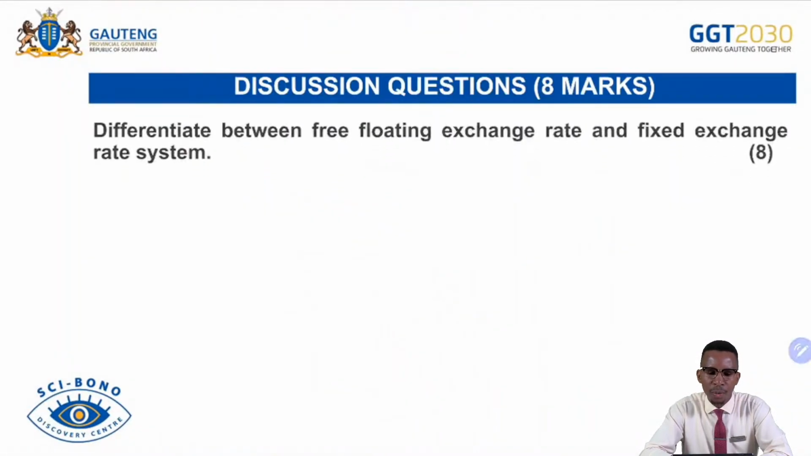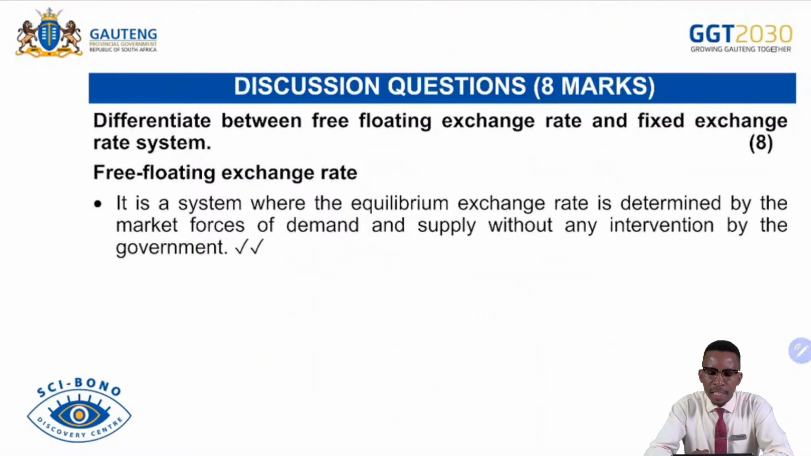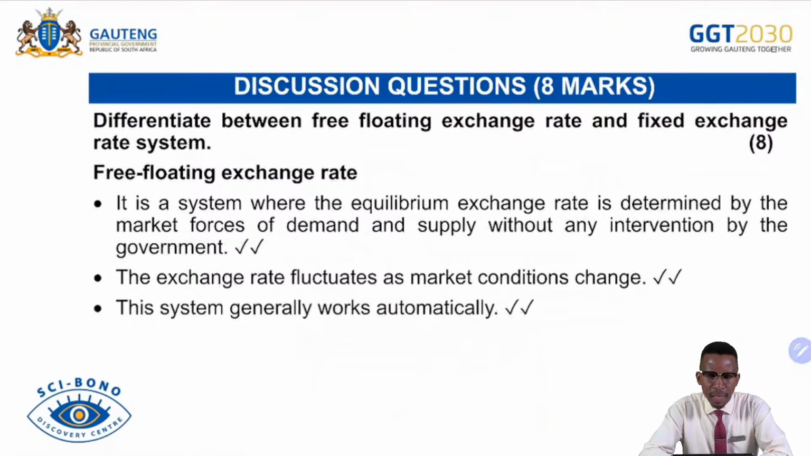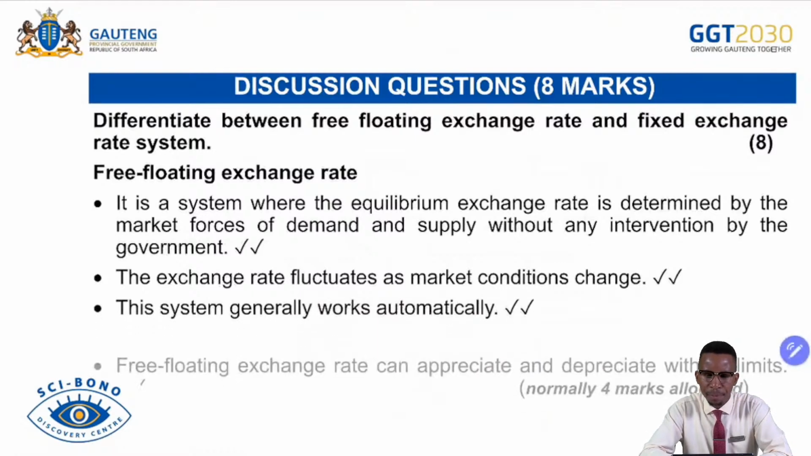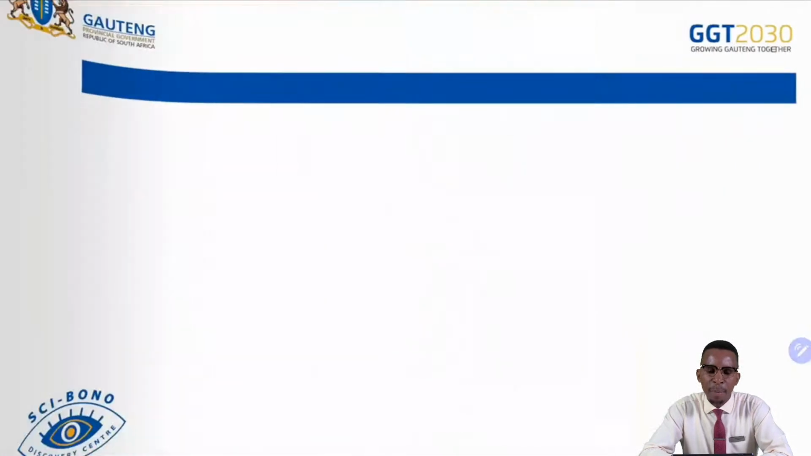So these are discussion questions. Differentiate between the free floating exchange rate and the fixed exchange rate. Free floating is a system whereby the equilibrium exchange rate is determined by the market forces of demand and supply without any intervention by the government. That's why there is no government intervention. The exchange rate fluctuates as the market conditions change without any limits. This system generally works automatically. A free floating exchange rate can appreciate and depreciate without limits, since no one can set limits. It is determined by market forces.